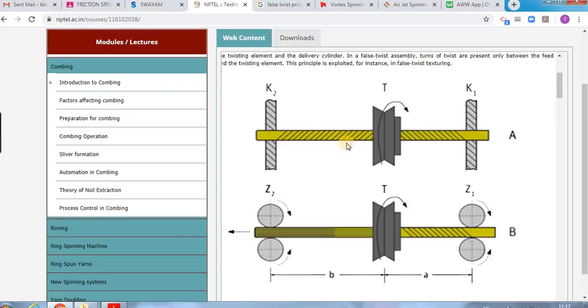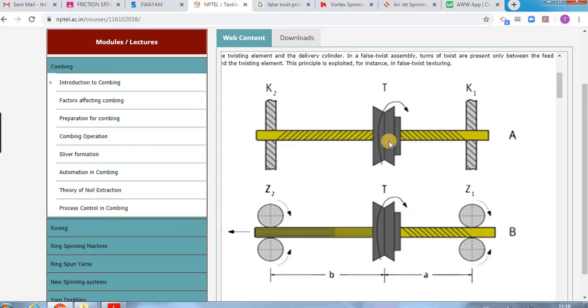You can see the two diagrams here, A and B. In the case of A, I am holding the yarn strand. This light green color is the yarn, and I am clamping the yarn at both ends by means of clamps K1 and K2. Then I am twisting the middle of the yarn using some twisting element. It may be a mechanical or a pneumatic element.